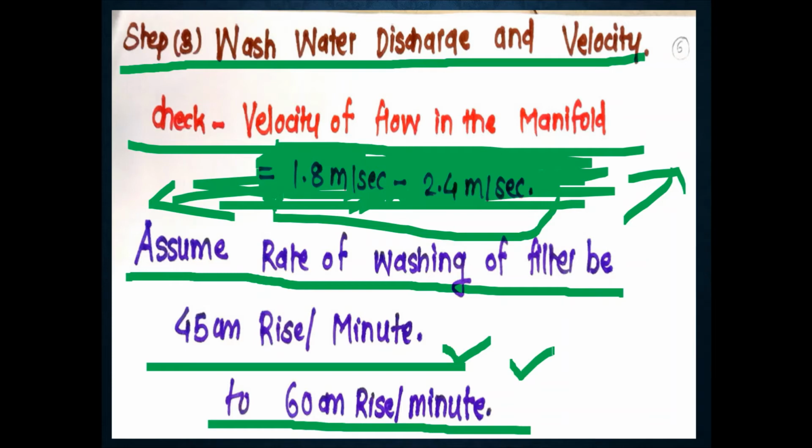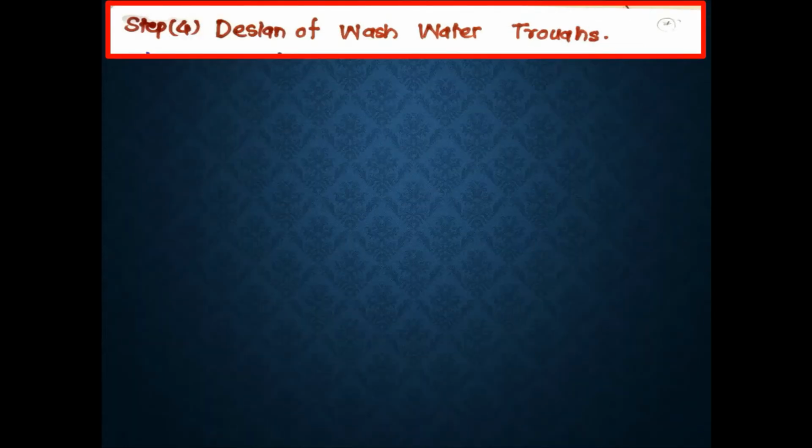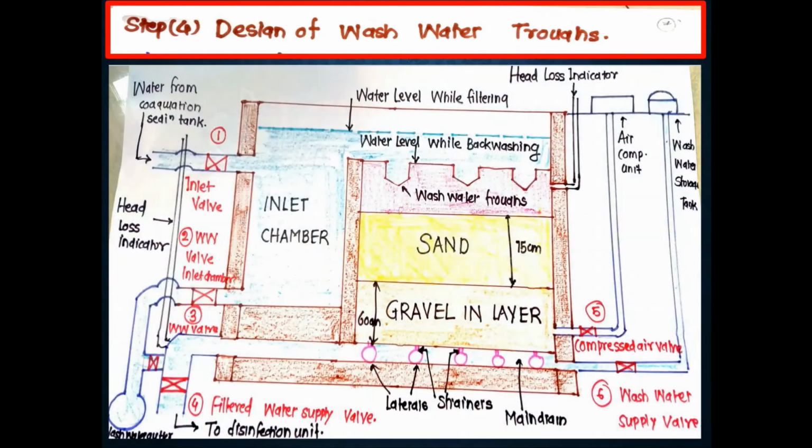Now we have seen the calculation with respect to wash water discharge and velocity. After you have done the calculation for wash water discharge and velocity, next by taking the reference of that, we have to go to step number 4, and step number 4 depends on step number 3, design of wash water troughs. That is nothing but step number 4. Where are wash water troughs? These are nothing but the location of wash water troughs.